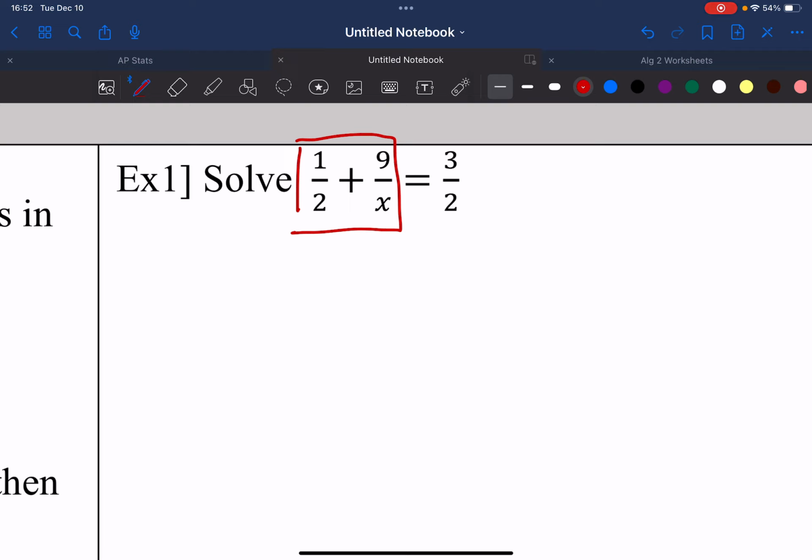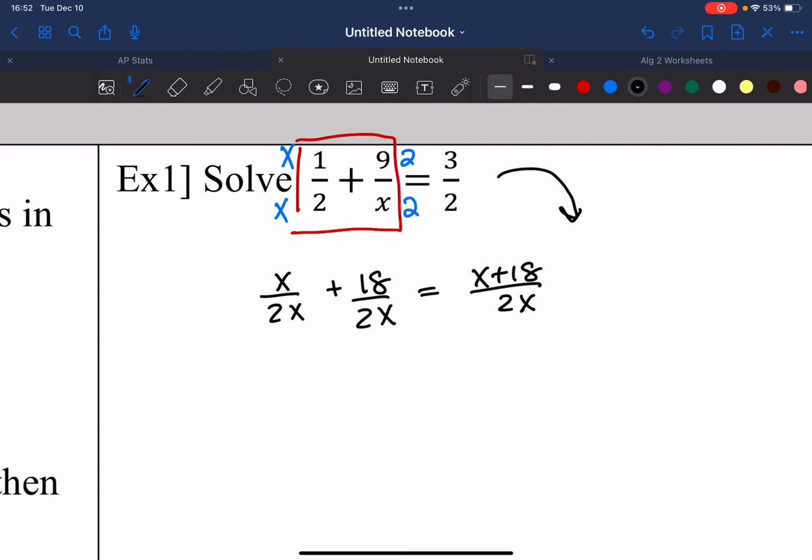So what I'm going to do is multiply the first fraction by the opposite denominator, so the first fraction by x, and the second fraction by its opposite denominator, which is 2. So I get x over 2x plus 18 over 2x. Now I have common denominators. If I add the numerators across, I get x plus 18 over 2x. And then I'm going to bring down this other fraction, so it is equal to 3 over 2.